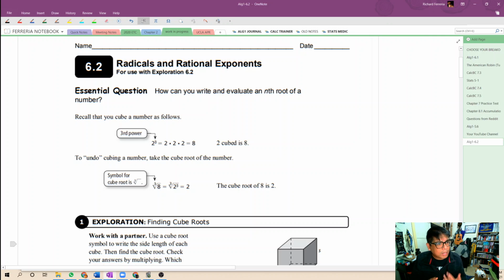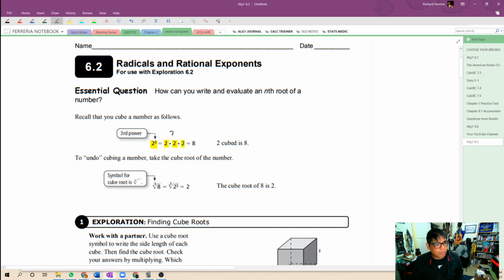Hey everyone. Today on our algebra journal, we're going to be looking at radicals and rational exponents. So we're going to start off by looking at exactly what it means when something is taken to the third power. Right over here we see 2 to the third power, that means that we're going to multiply 2 times 2 times 2.